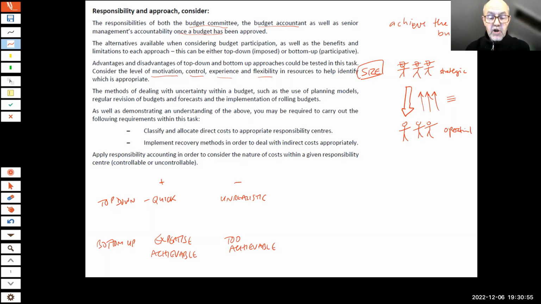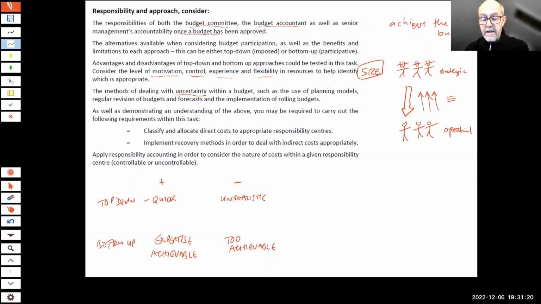Methods of dealing with uncertainty. As we've said, if you're setting a budget, you're setting a plan for the future, and the future is never ever going to be a certain thing. Lots of people in red and white shirts seem to think England are certain to win the World Cup over there in Qatar, but I don't think it's quite as cut and dried as that.